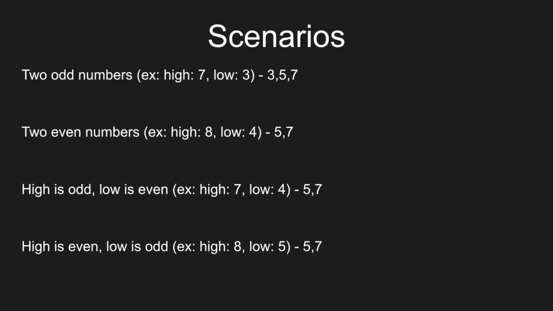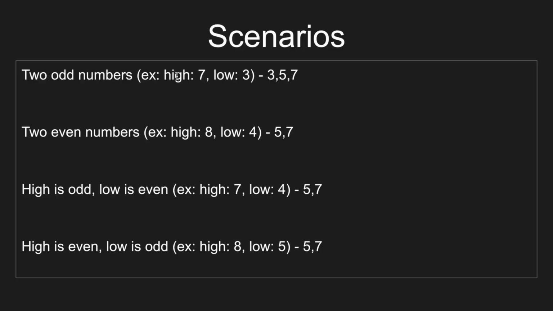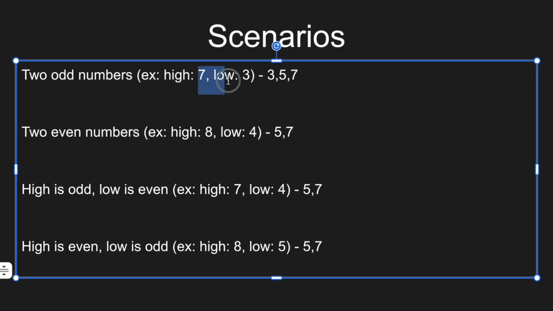So for the scenarios of this problem, we can have 4 types of inputs. The first type is 2 odd numbers, in which case we will have to include both the high and low. So it will be 3, 5, and 7, which are 3 odd numbers. And next is 2 even numbers, which we just pick all the odd numbers in between the numbers, which is 5 and 7. And if one is odd and one is even, we have to include whichever one is odd. And the last one is if the high number is even and the low is odd, which we include the low number.